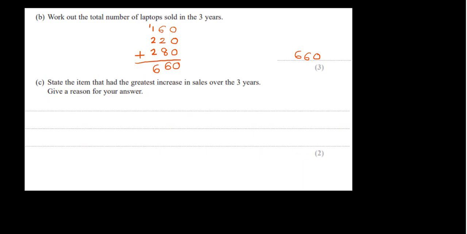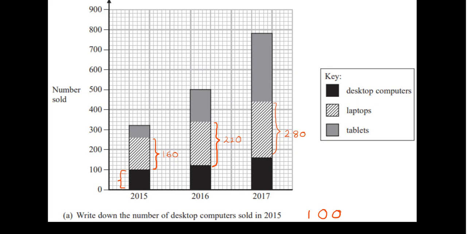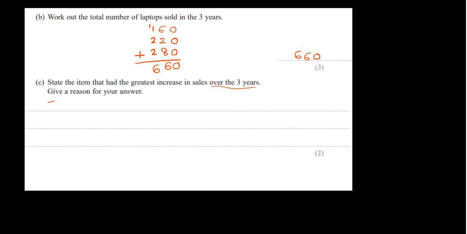State the item that had the greatest increase in sales over the 3 years. Give a reason for your answer. Let's go back. We can see visually that it was tablets that has had the greatest increase over the 3 years. Okay, so tablets have had the greatest increase. Why?